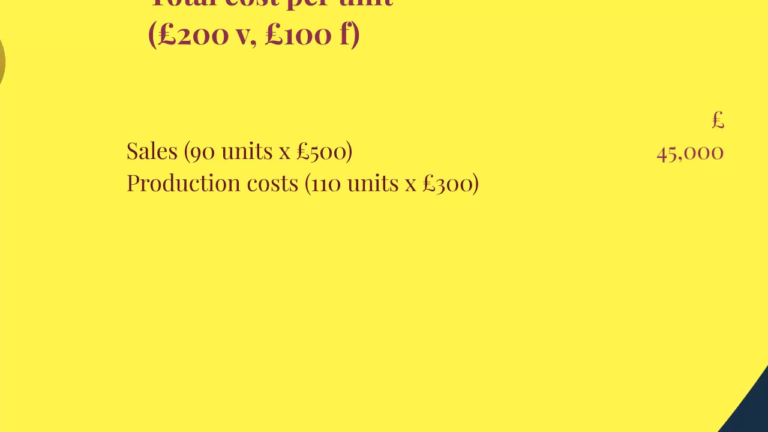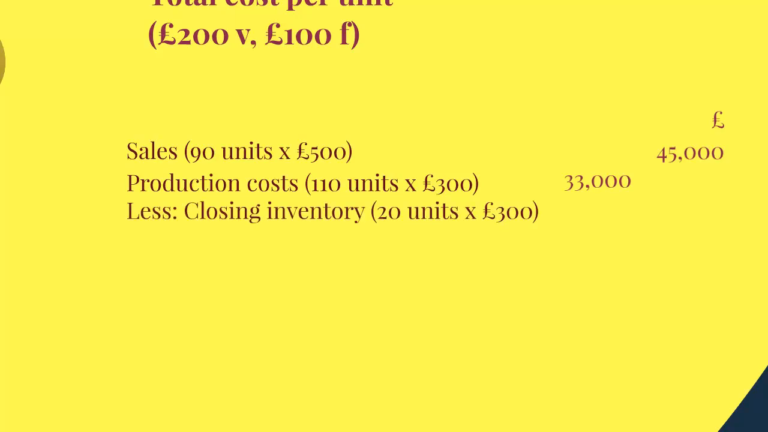So now let's see what that means for our profit overall. We've got 90 units selling at £500, giving us £45,000 in sales. We have our production costs of 110 units that we produced at our budgeted cost per unit of £300, giving us £33,000. Minus our closing stock, the 20 units.